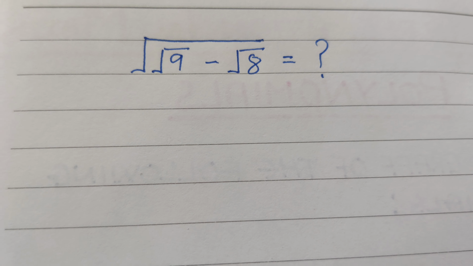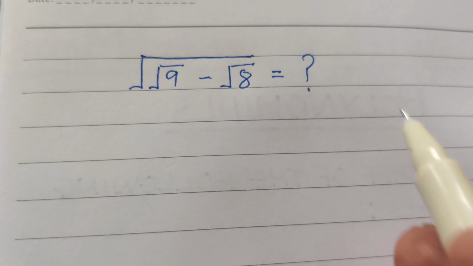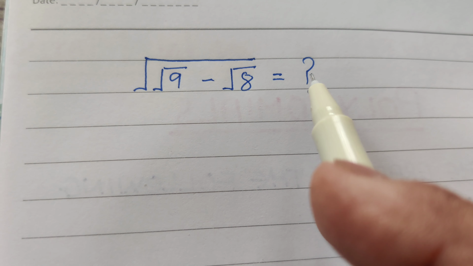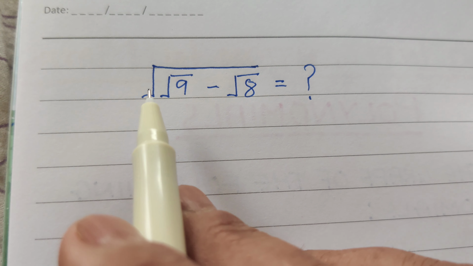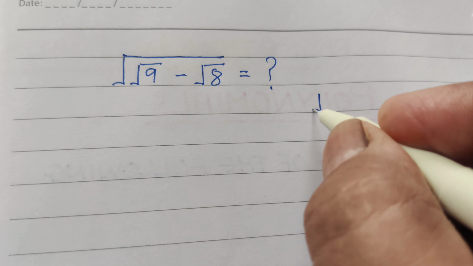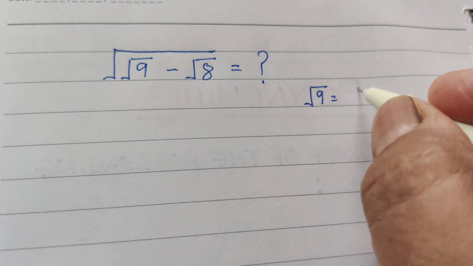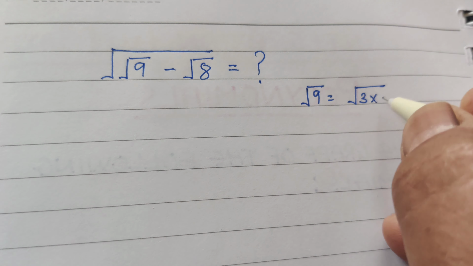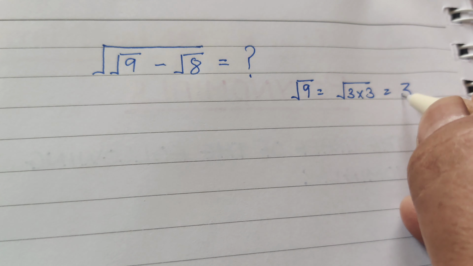Solve the question. Root 9 minus root 8 equal to what is the value? Okay, the simplest form of this question. So we can write root 9 equal to root 3 into 3, which is equal to 3.